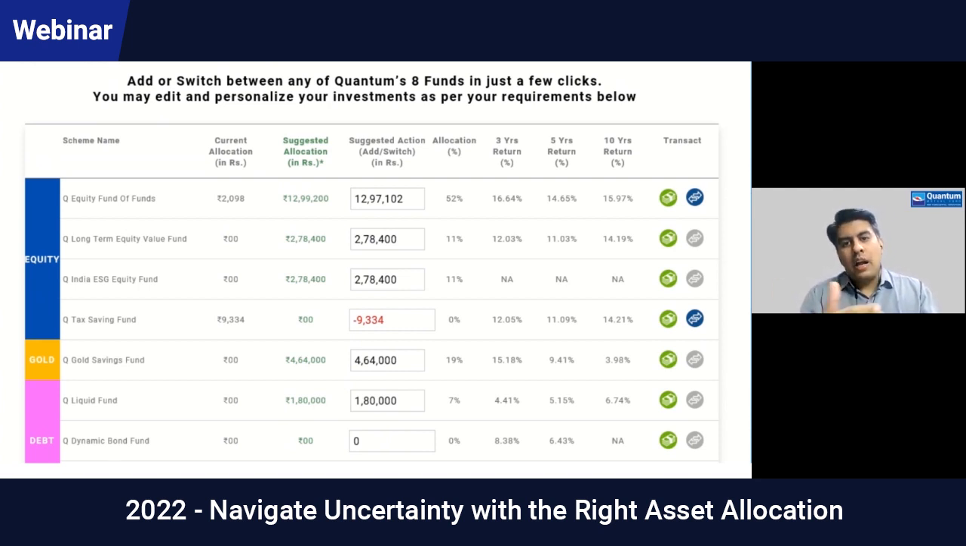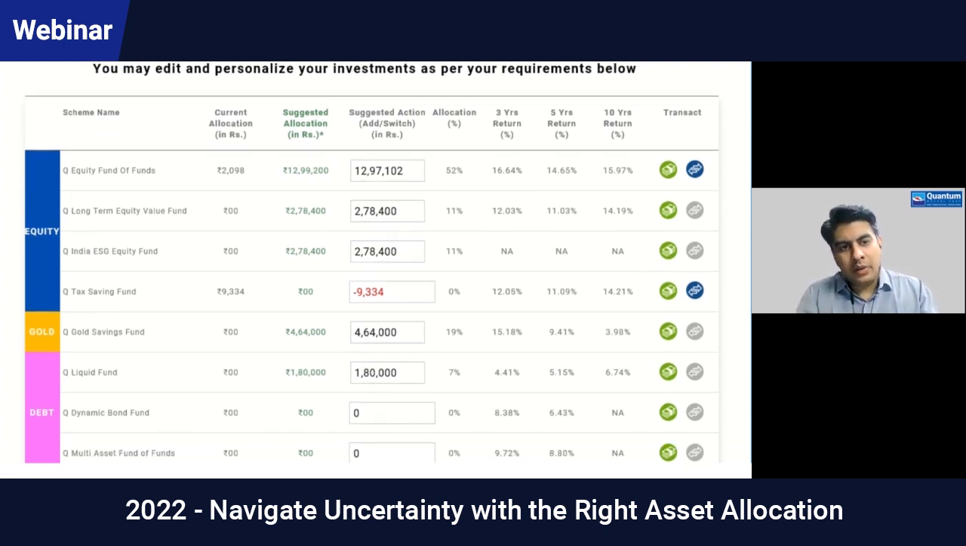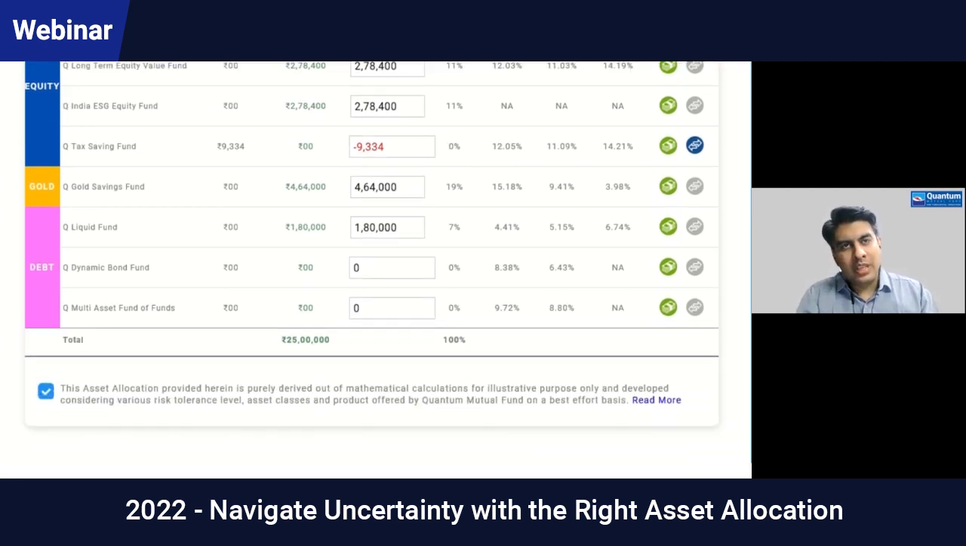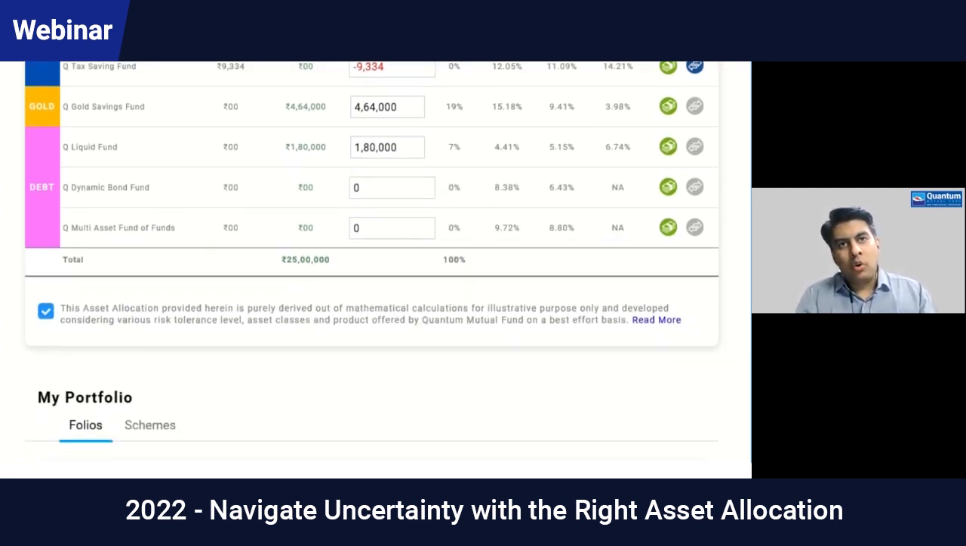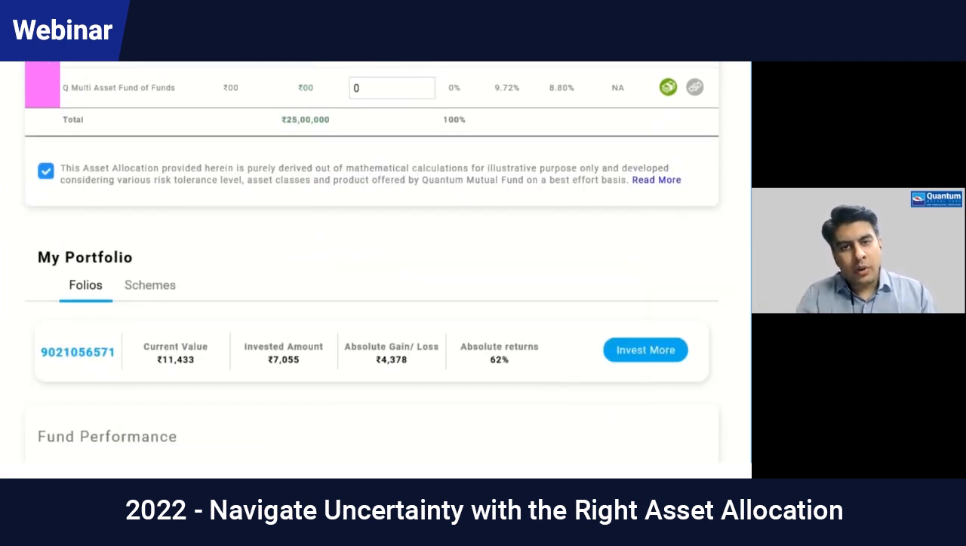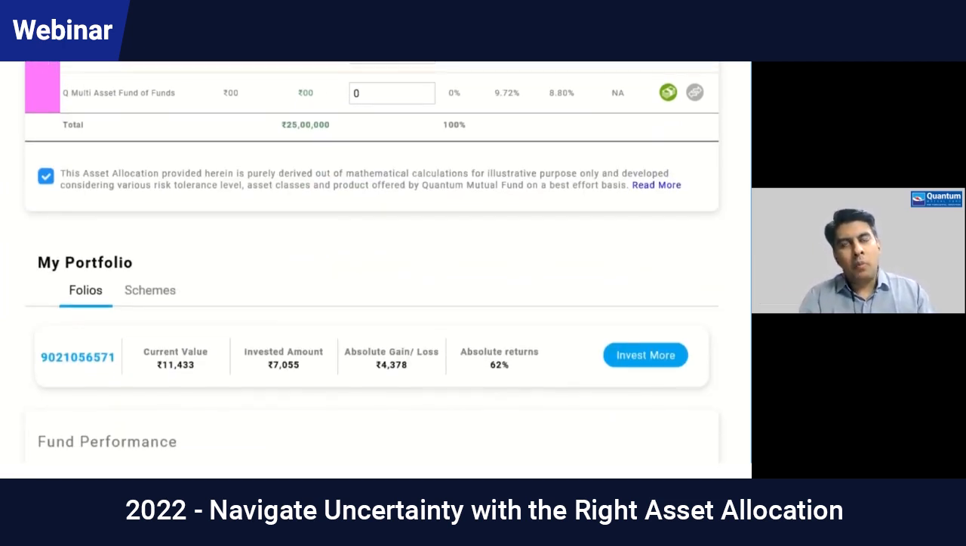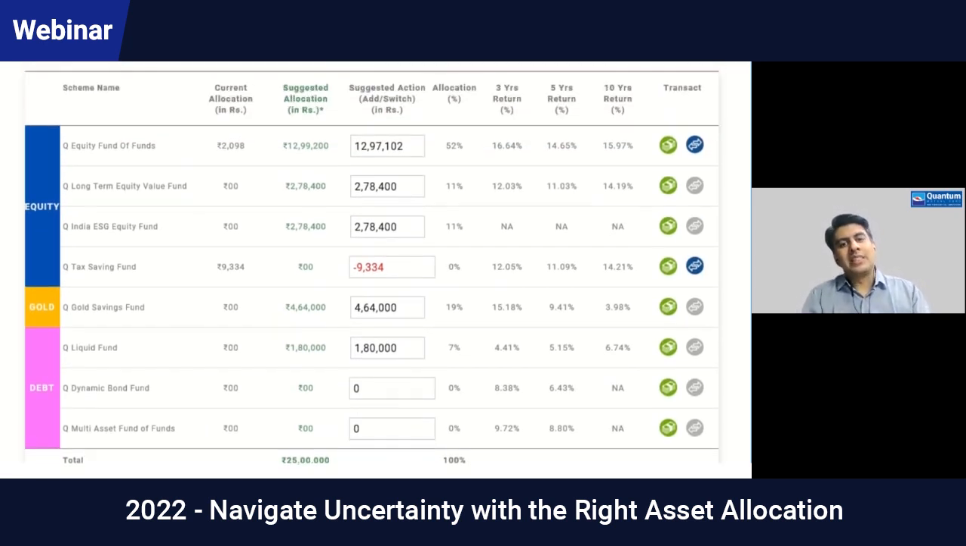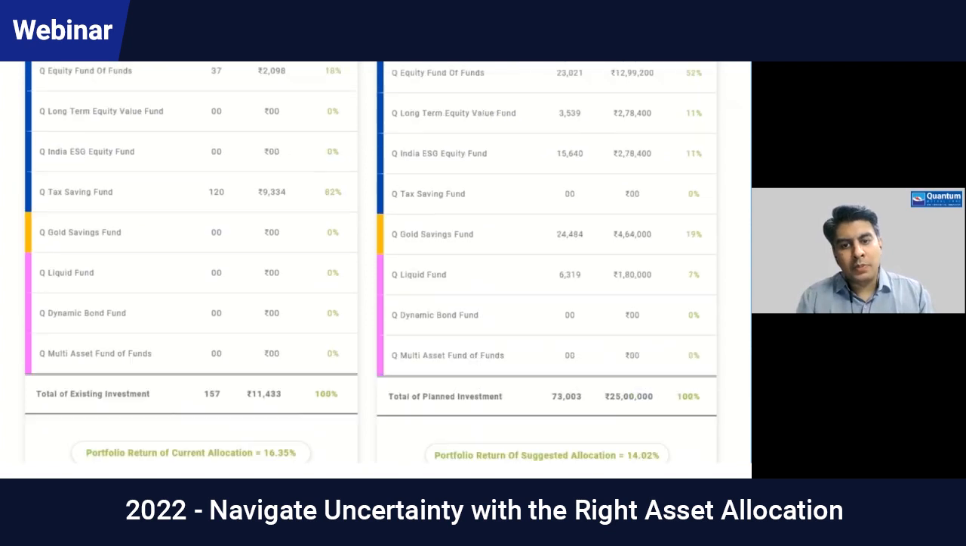But if you want to take a higher return, you have to take a slightly higher risk. So if you have generated a higher return, that could be because of some market timing, or it could be because you have taken higher risk. If the returns of the suggested allocation are lower, then probably you might be taking a lower risk than what you have taken today. And this is something that has worked from a risk-return perspective.